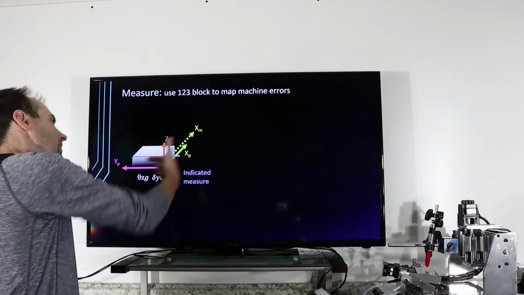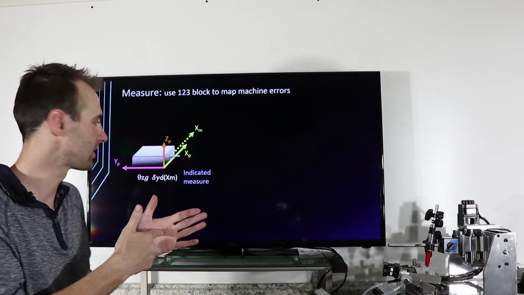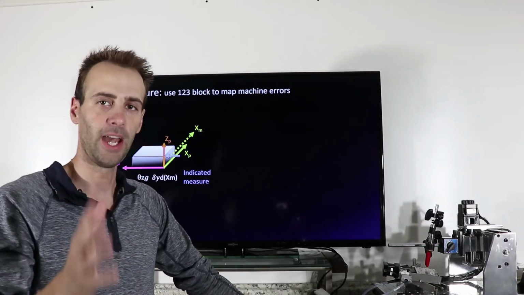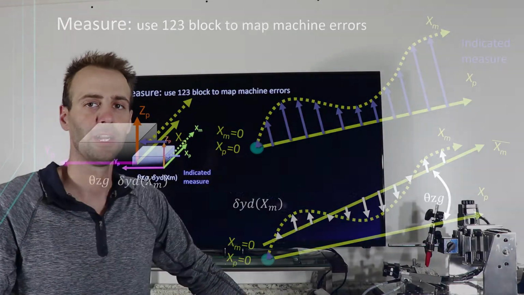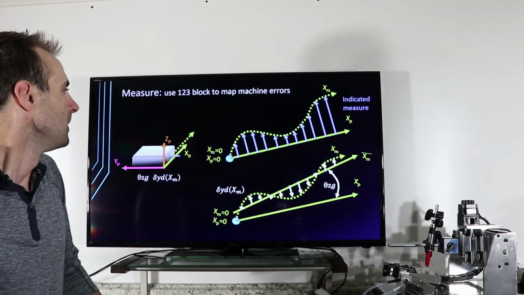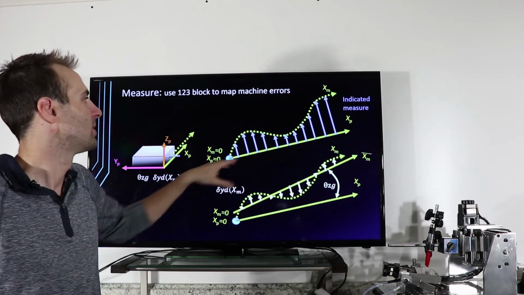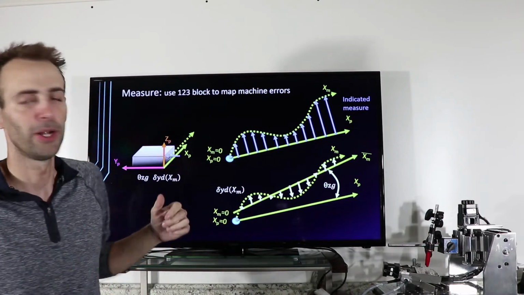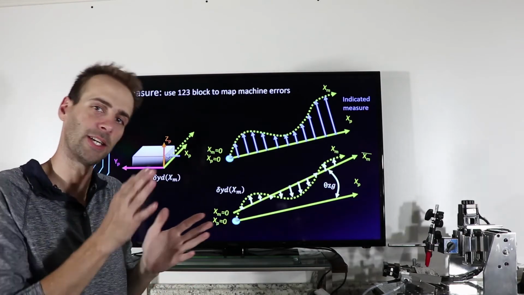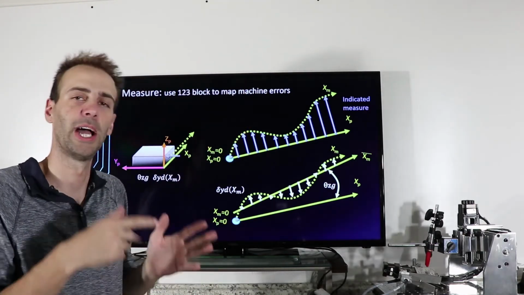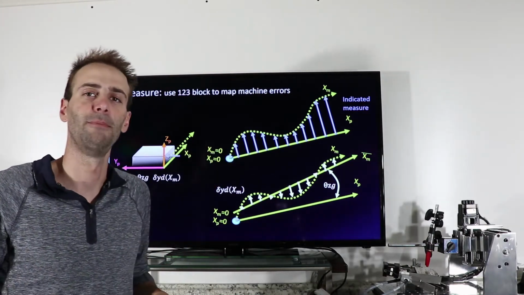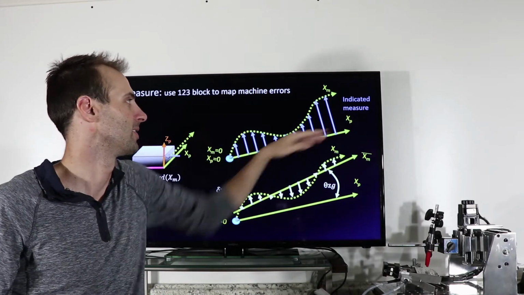So again, I'm going to indicate on the x face looking into the y-axis, and I'm going to move my x machine axis. So this is the result, okay? The blue we're going to call the indicated measure here. The sort of wavy line is the actual path that the dial indicator travels along the face. And then we're going to assume that my face is flat and that it's here, okay?